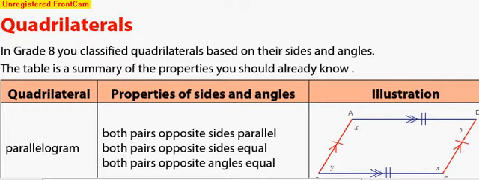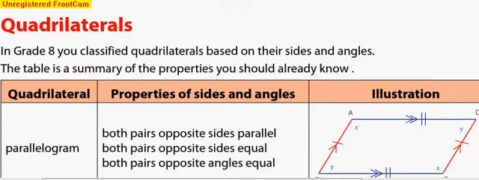As we already know, a quadrilateral has 4 sides and 4 angles. We are going to investigate and revise the various quadrilaterals and their properties in terms of side lengths and angle sizes.